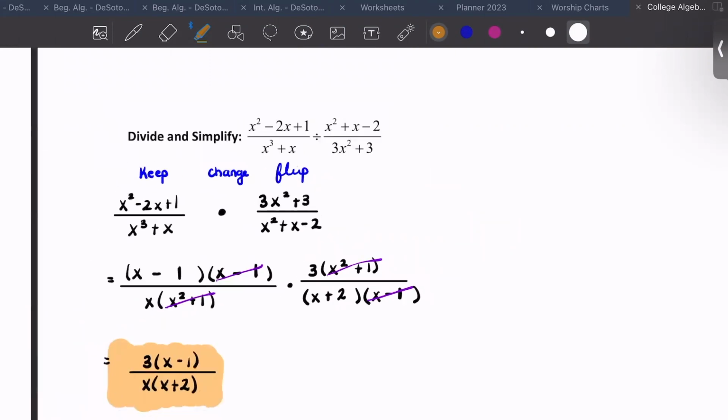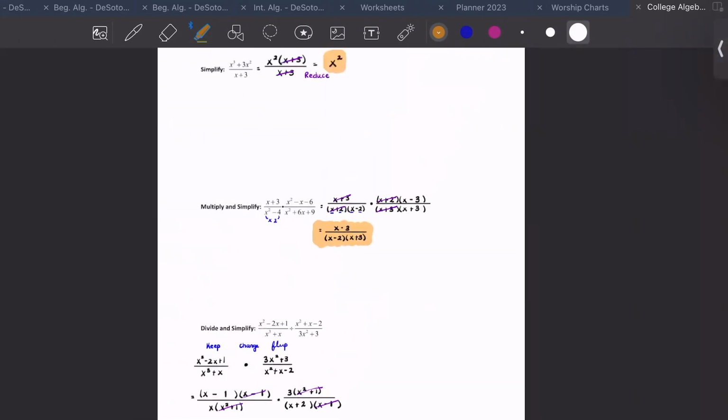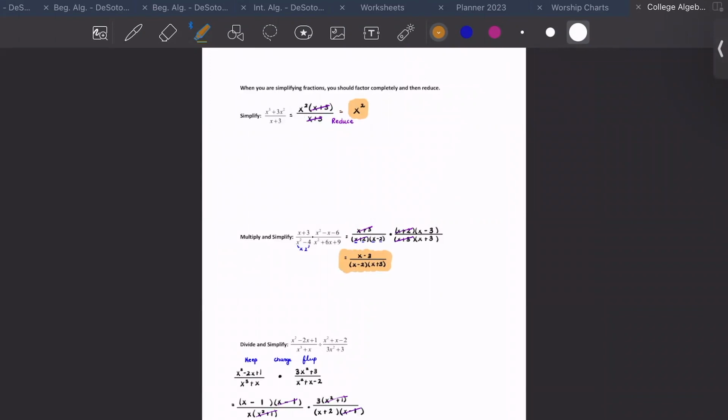That is how we simplify, multiply and simplify, and divide and simplify. Okay.